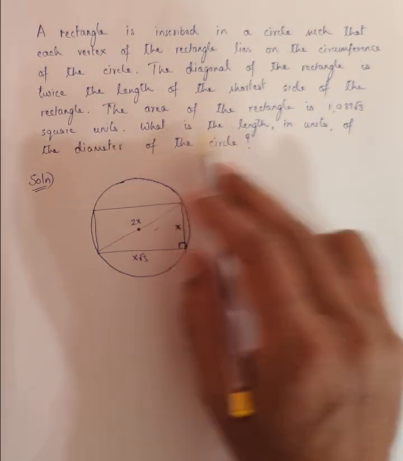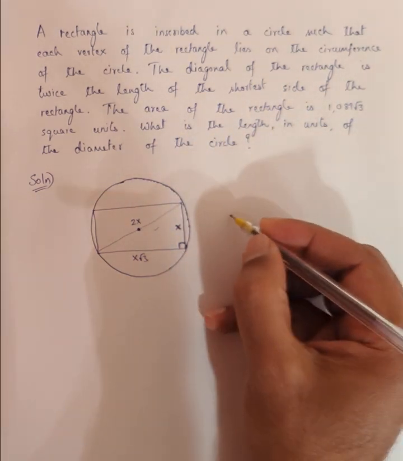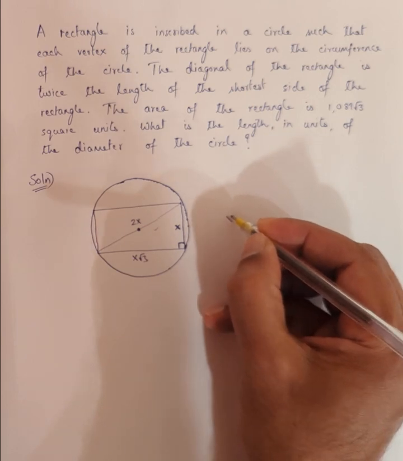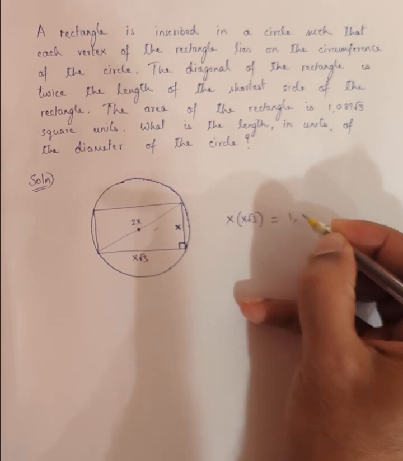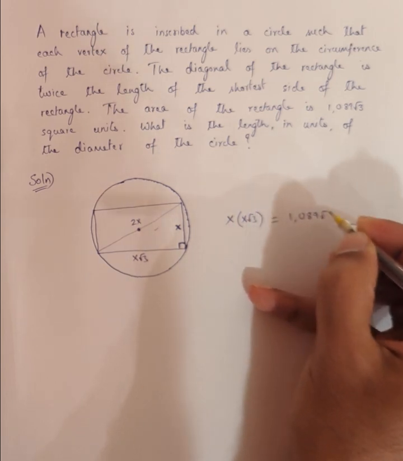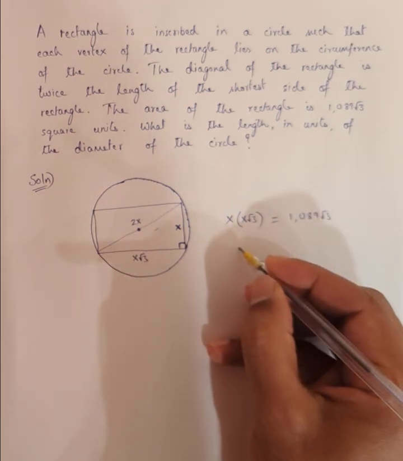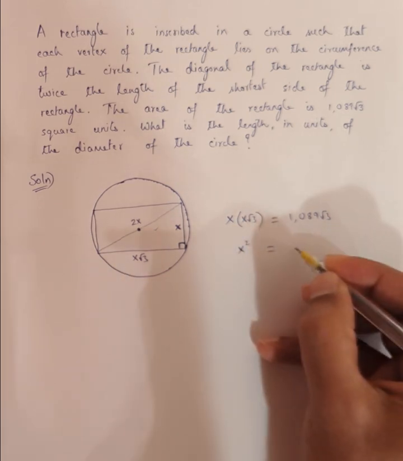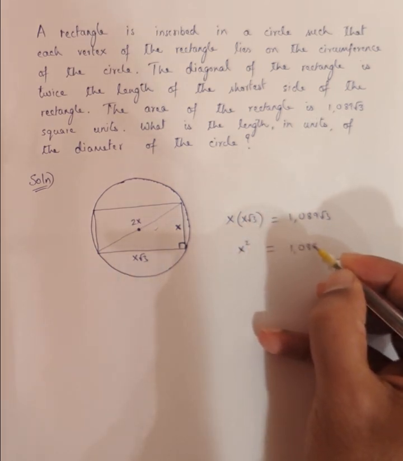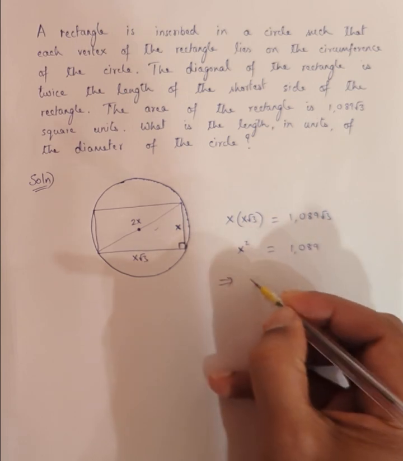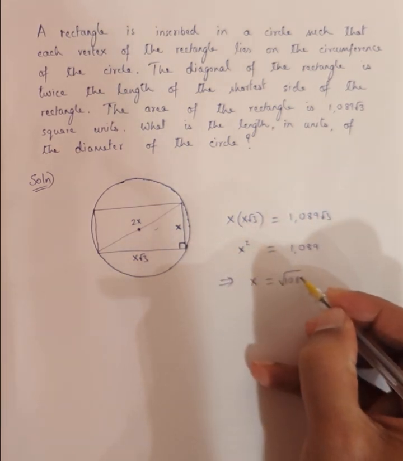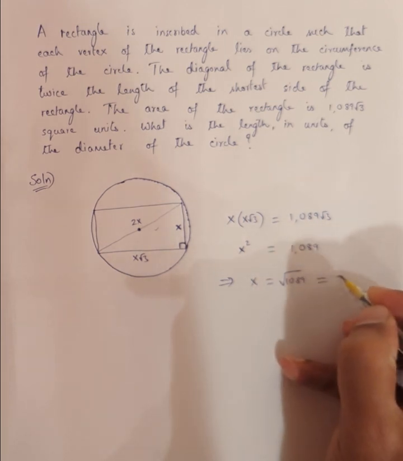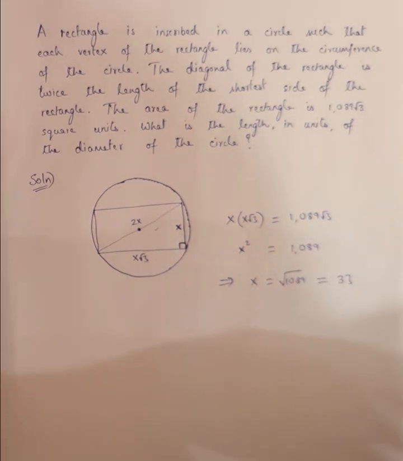Now the area of the rectangle is that. What is the area of the rectangle? It's x times x root 3. This happens to be 1089 root 3. Dividing both sides by root 3, we see x squared is 1089, and I can use a calculator to find x. x will be the square root of 1089, which is 33, and that's our answer.